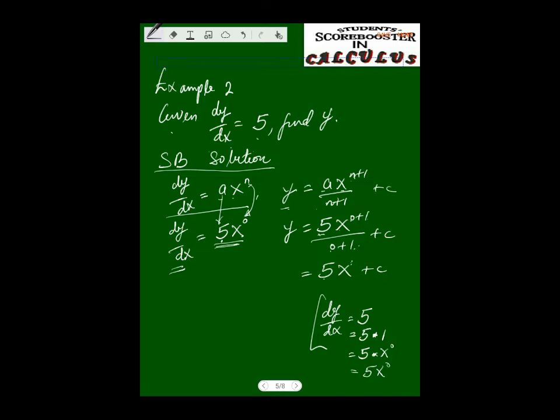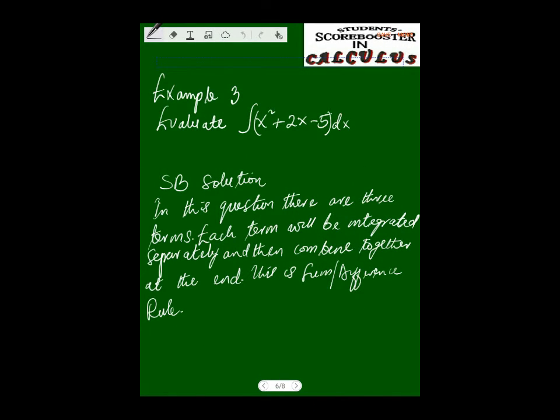you get my explanation. So let me pick another example, example 3. In this example, I'm trying to bring together varieties of terms. In this case, we have 3 terms. So the question is, evaluate the integral of x squared plus 2x minus 5 dx. Same thing. What this question is asking is for you to integrate. I have added some notes here.